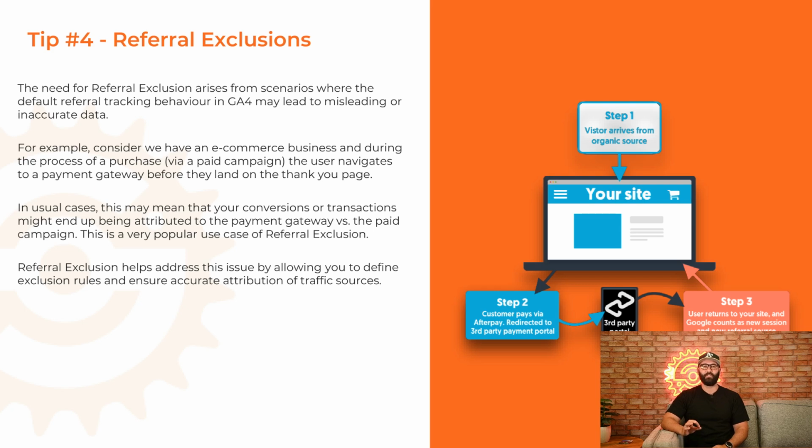When this traffic is directed off-site, all of the initial source data is lost, and the traffic is misattributed to the payment gateway instead of the paid campaign. This is a problem when assessing data, as Google Analytics will claim that the source of your revenue is from PayPal, for example, rather than the true source, such as Google Ads, organic, or referral. Referral exclusion helps address this issue by allowing you to define exclusion rules and ensure accurate attribution of conversions to traffic sources that are actually driving new and repeat business to your store.